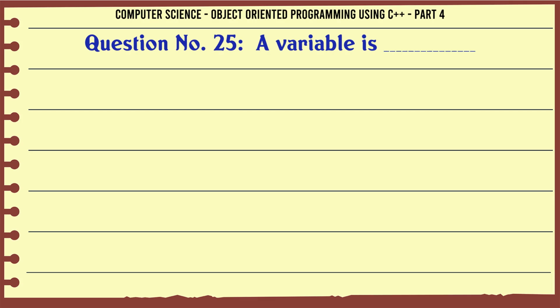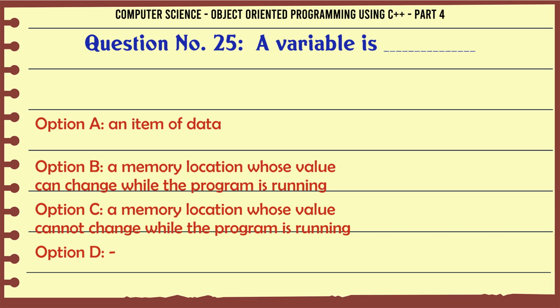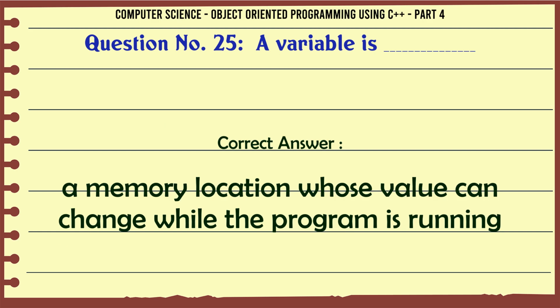A variable is A. An item of data, B. A memory location whose value can change while the program is running, C. A memory location whose value cannot change while the program is running, D. The correct answer is a memory location whose value can change while the program is running.